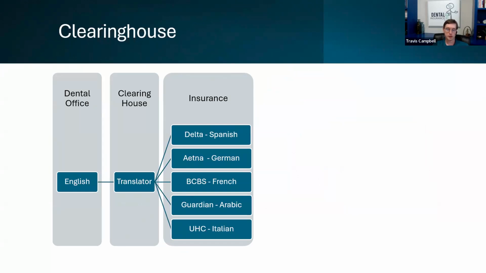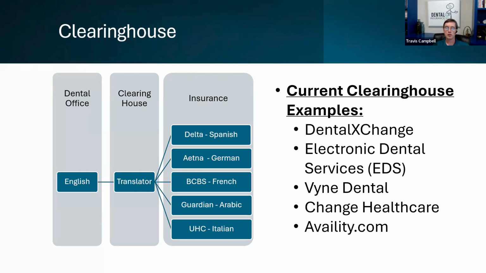So while you speak English, Delta may speak Spanish, Aetna may speak German, Blue Cross Blue Shield may speak French, Guardian may speak Arabic, UHC may speak Italian. In terms of computer languages, you need to translate your data to something they can work with. And that's what the clearinghouse does. So you almost always need a clearinghouse with electronic claims. Actually, I don't think there's a way to do it without electronic claims. Your normal clearinghouses as of 2024 are listed here. These are the biggest ones.